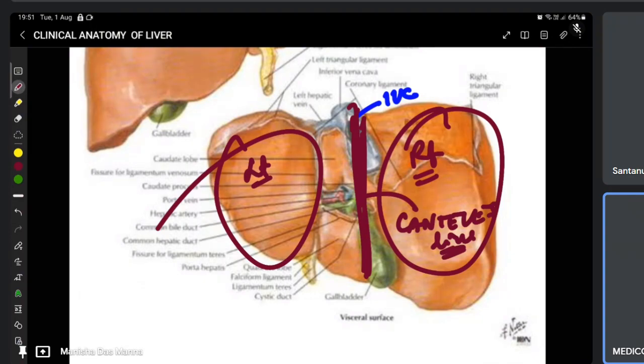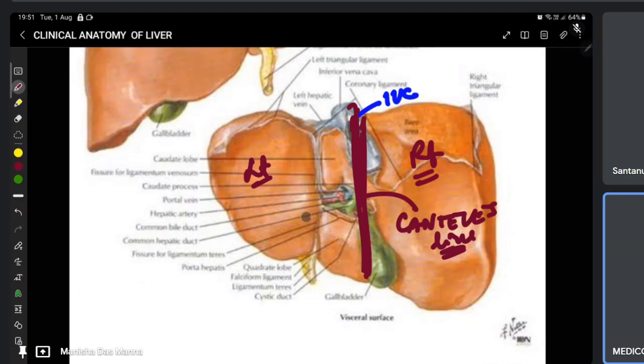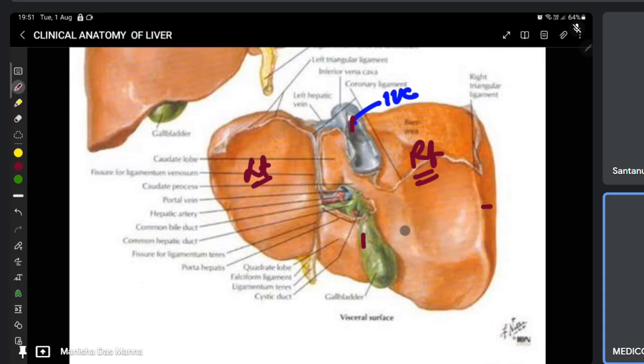So next, what is this? This is the porta hepatis.